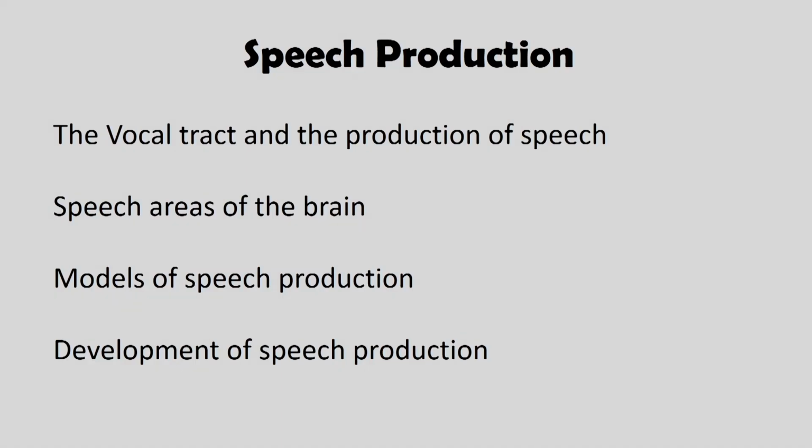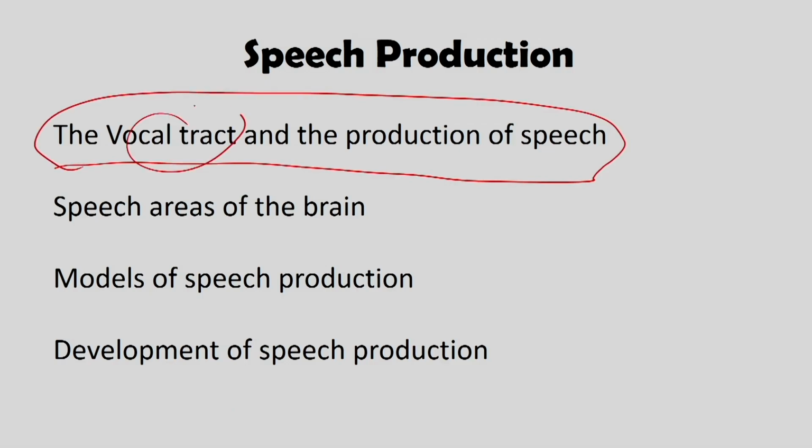Now, once we had an idea of how speech is perceived, how somebody hears speech and makes meaning out of the spoken language, the next obvious thing was to look at how speech is produced. What is the way in which speech production happens? And so, we delved into the idea of speech production, and we started by looking at the vocal tract and the production of speech. So, how is the vocal tract made and how does the production of speech happen?